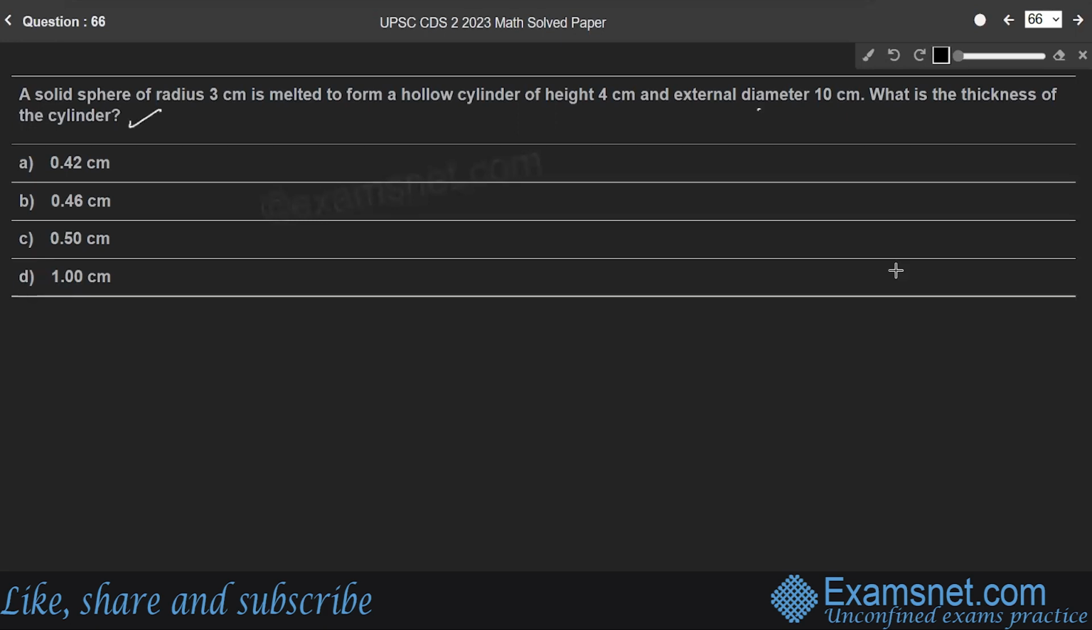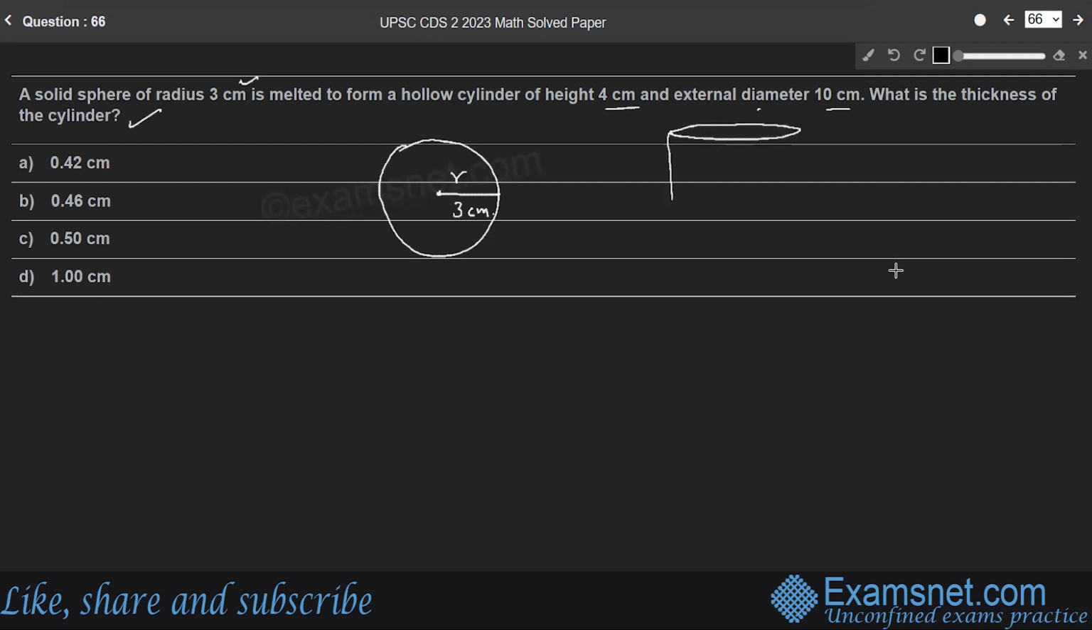Question 66. A solid sphere of radius 3 cm is melted to form a hollow cylinder of height 4 cm and external diameter 10 cm. What is the thickness of the cylinder? So students, consider a solid sphere. The radius of the sphere is given, which is 3 cm, right? Which is melted to form a hollow cylinder.